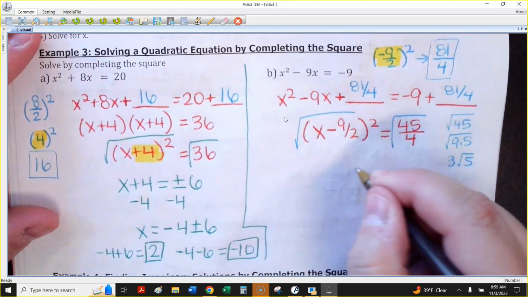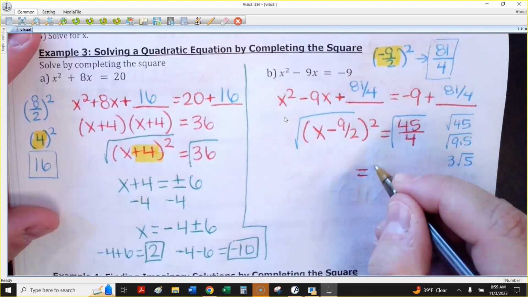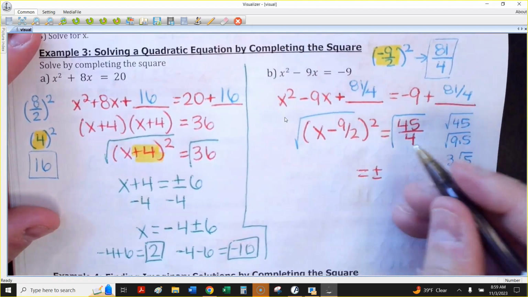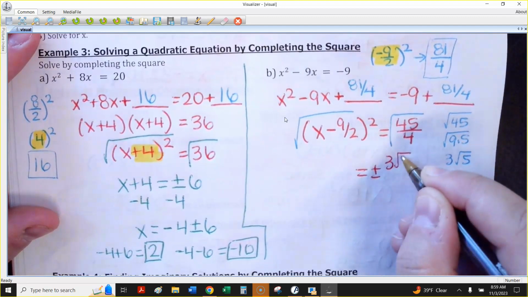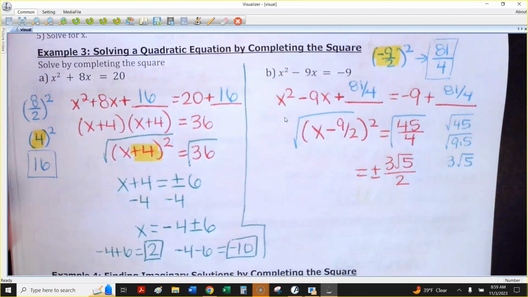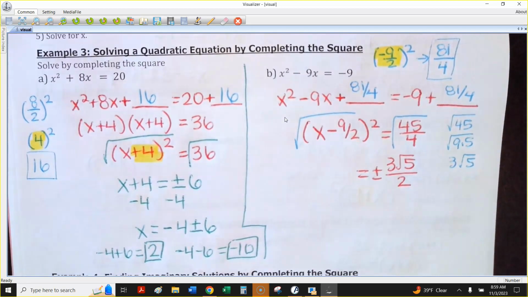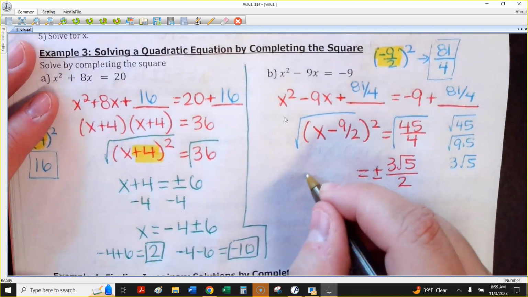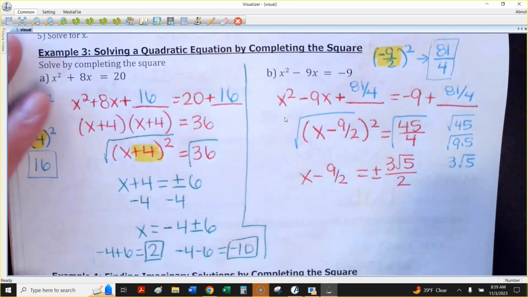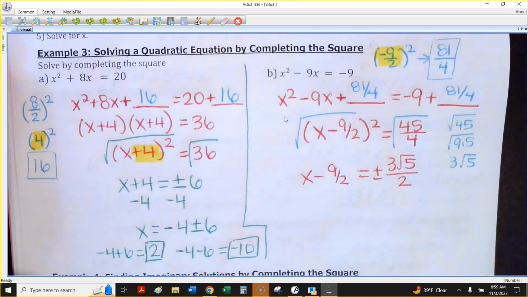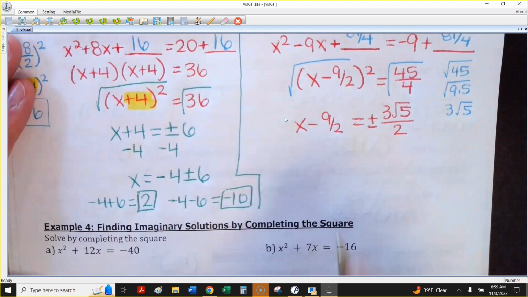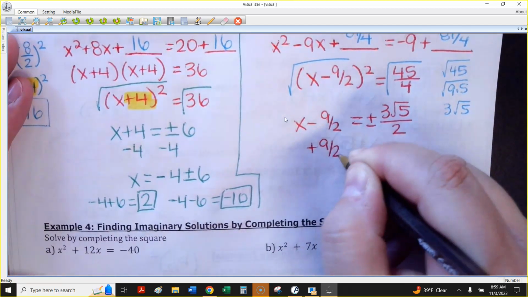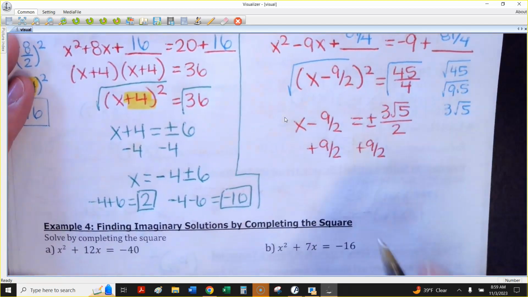All right, so on the top here, I'm going to put my plus and minus so I don't forget. It'd be 3 radical 5 over 2. That would be the simplified form of that square root of 45 over 4. Now, on this side, I've just got this x minus 9 over 2. The nice part of this, and this will work out this way every time, I'm going to add this 9 over 2 to the other side.